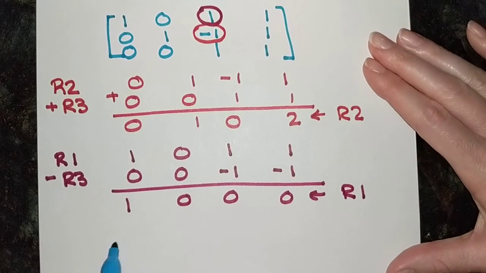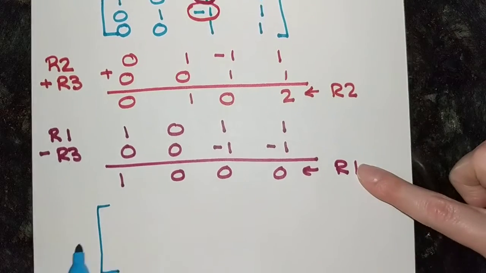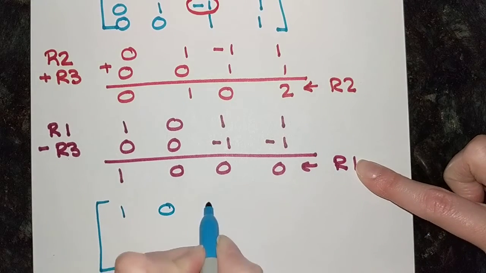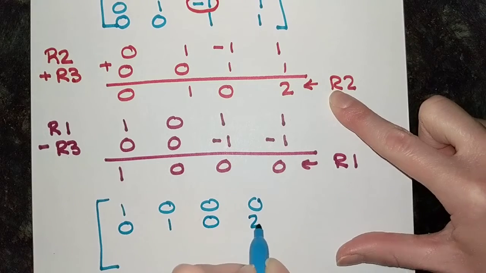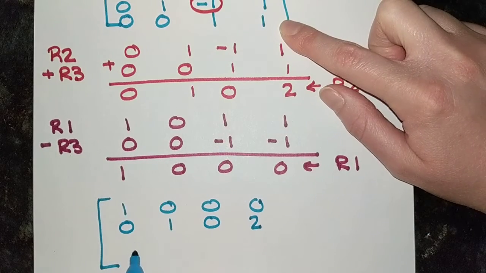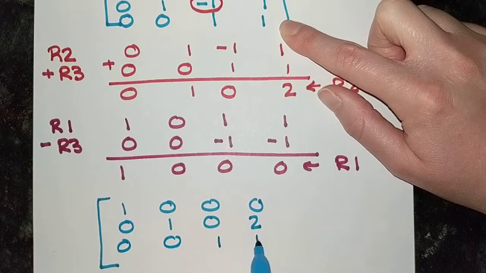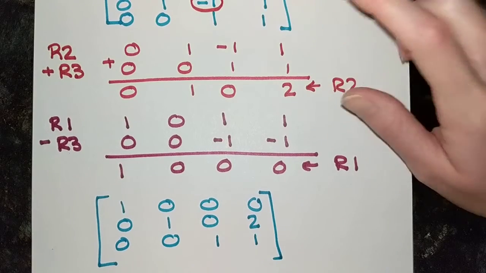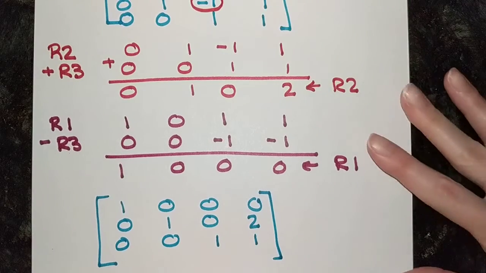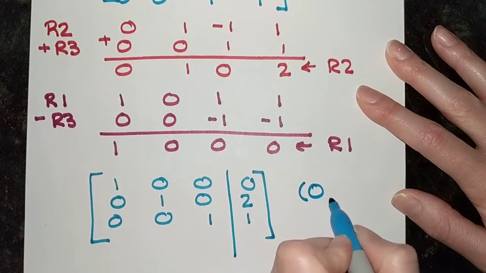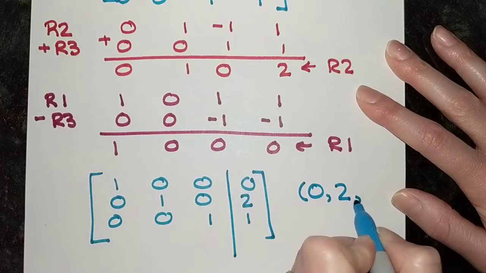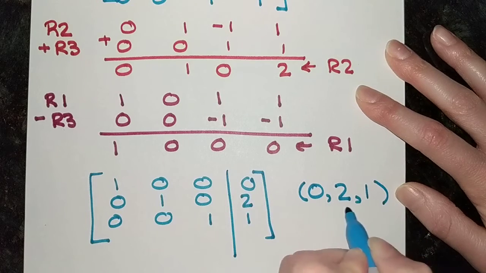So putting this together, you are looking at new row 1 of 1, 0, 0, 0, row 2, 0, 1, 0, 2, and then row 3 from the beginning, 0, 0, 1, 1. And I should say from the beginning of that particular row reduced step. All right, so this tells you in this last column that you're looking at a solution of 0, 2, 1 as your x, y, and z.